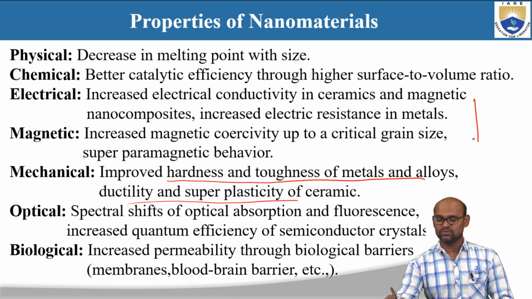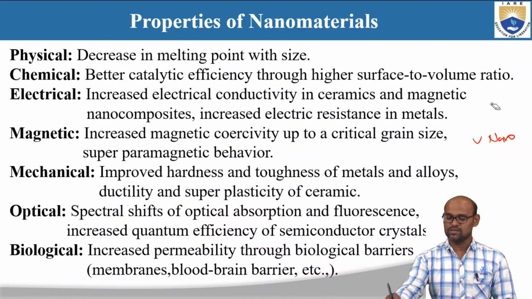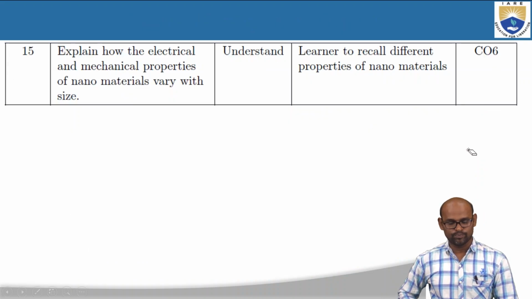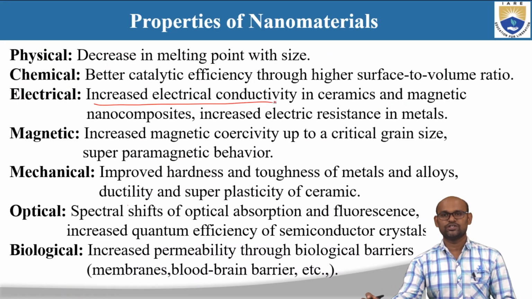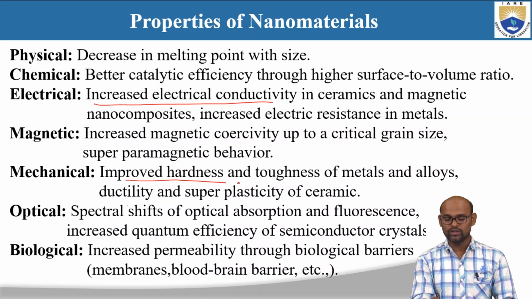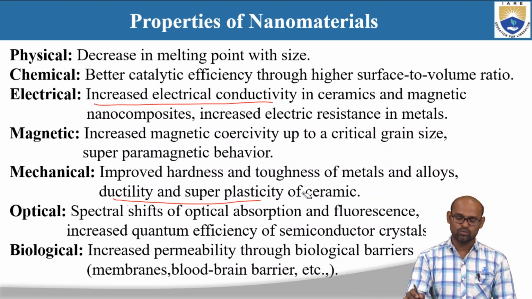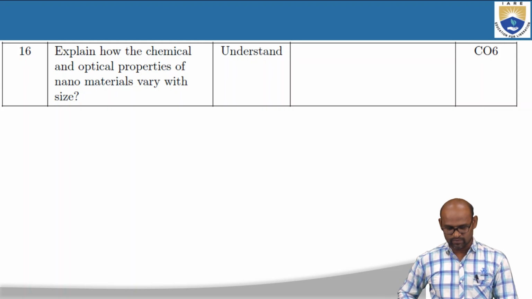So when we go from bulk to nano size, various properties change: physical, chemical, electrical, magnetic, mechanical, optical and biological properties. So basically we need to discuss only mechanical and electrical properties. Electrical properties we have discussed. Materials which are insulators, for example, will become conductors as you go down in size. Materials will improve their hardness and toughness as well as ductility and superplasticity as we go down in size. Okay. Explain how the chemical and optical properties of nanomaterials vary with size.